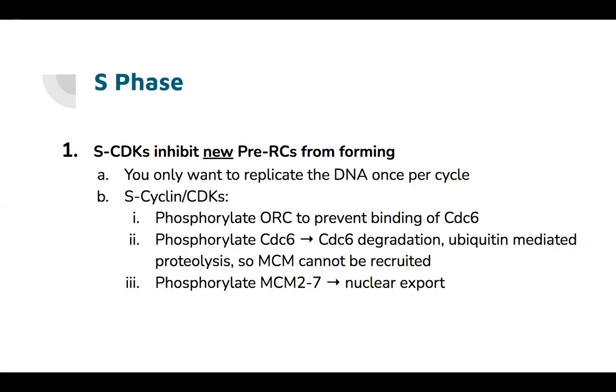And if this happens, then you want to think about how MCM cannot be recruited. And then the third way that S-cyclin CDKs regulate the formation of new RCs is that it also phosphorylates the MCM, and that pretty much targets it for nuclear export. So those are the 3 ways that it prevents it. It phosphorylates ORCs, phosphorylates CDC6, and the MCMs.